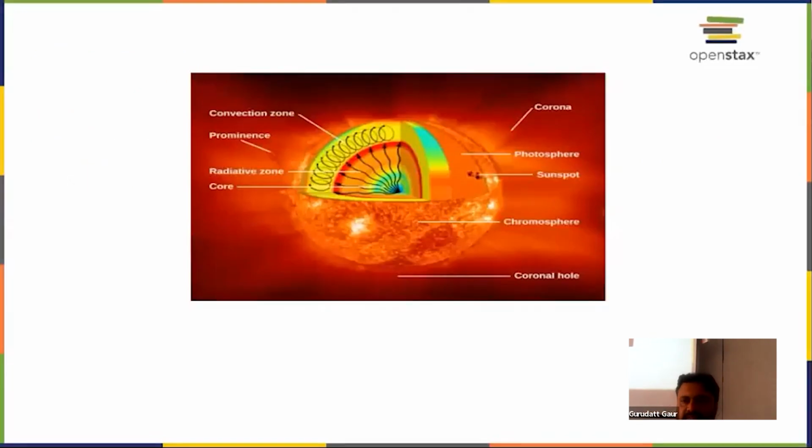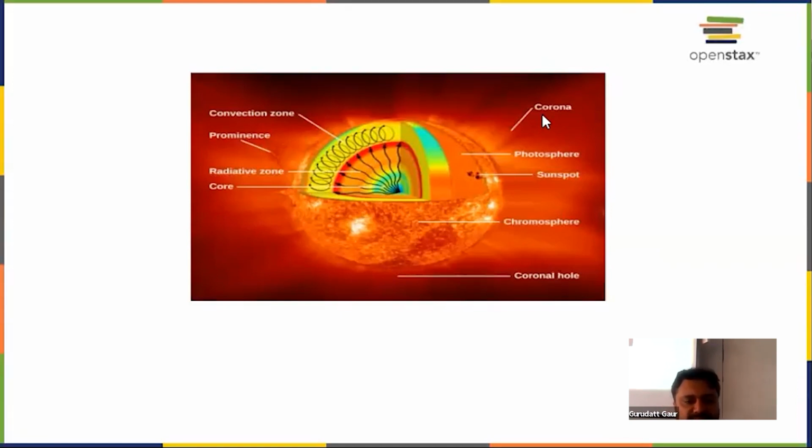So this is the structure of the sun. After the composition, this is the structure of the sun. You can see there are several layers, right? The innermost layer they call the core. And then you have the radiative zone. Then you have the convection zone. Then you have the photosphere. Then you have the chromosphere. And then you have the corona, right?